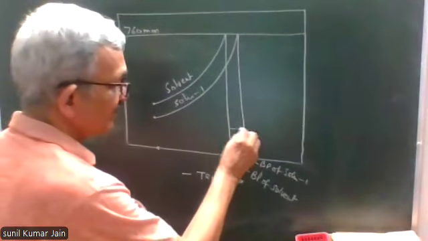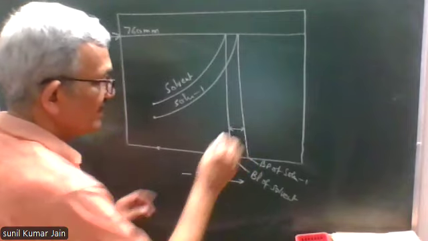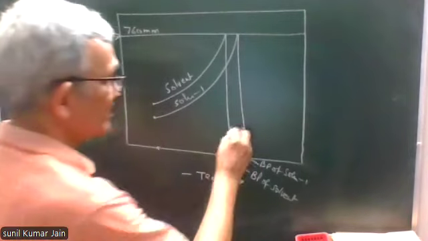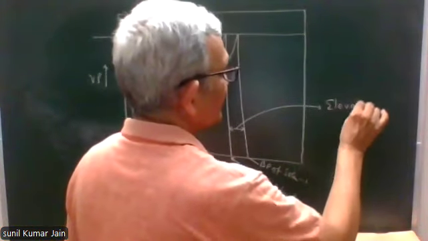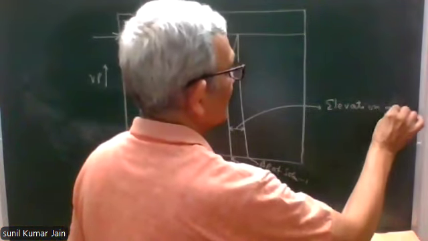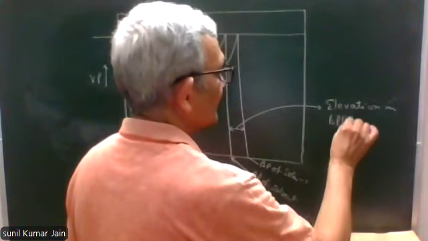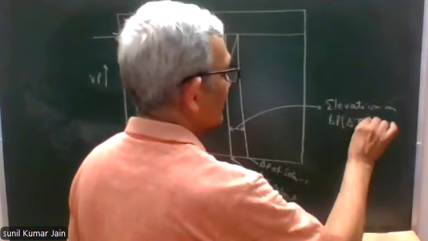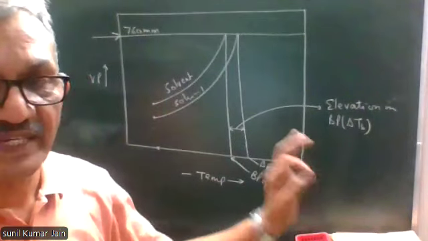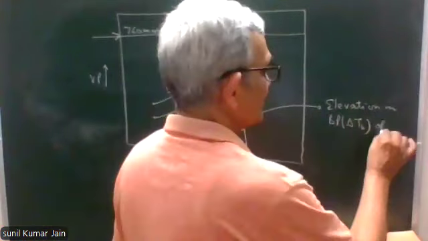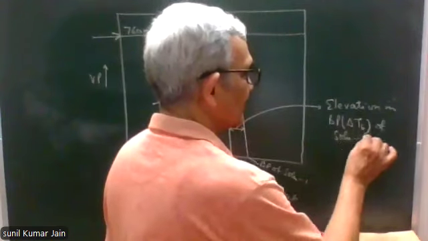This difference in boiling points is called elevation in boiling point. Symbol is delta TB. So this is elevation in boiling point of solution 1.